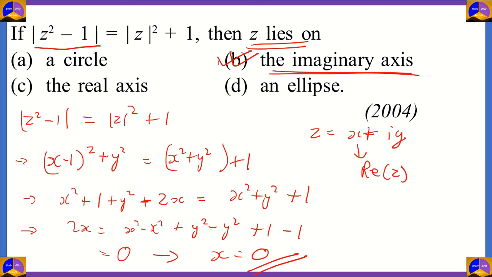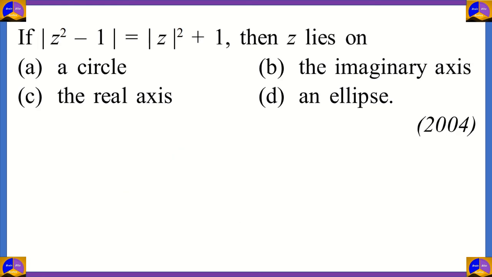Now we have reached the end of this episode. So again, the answer is the imaginary axis because the real part of z is 0.